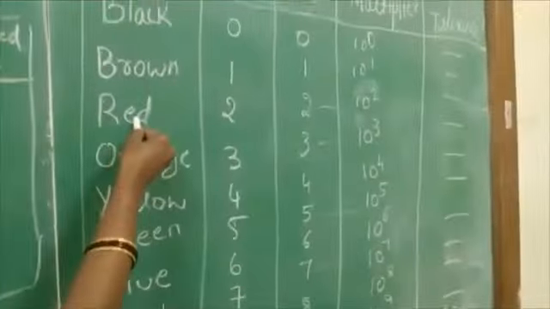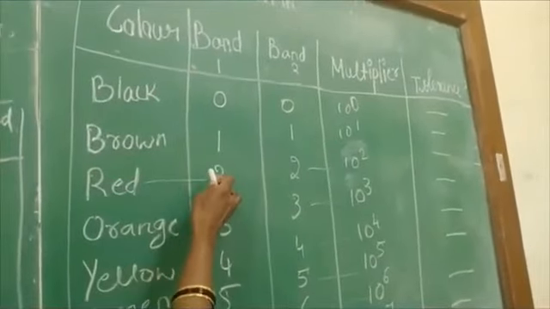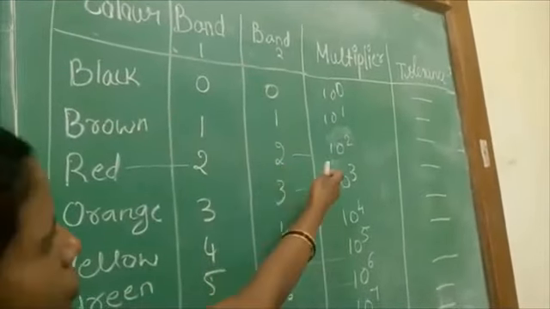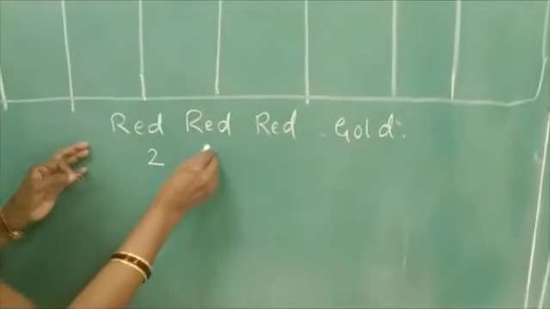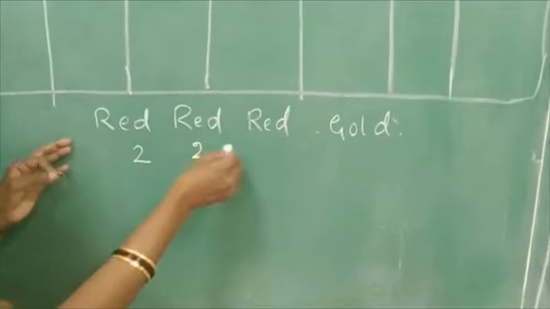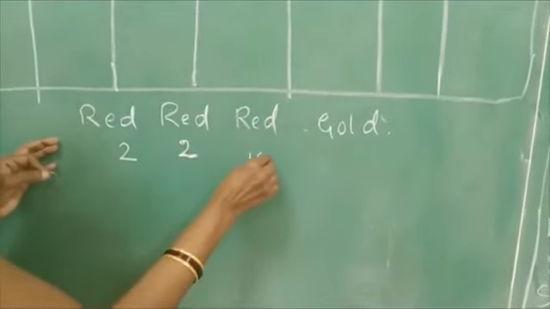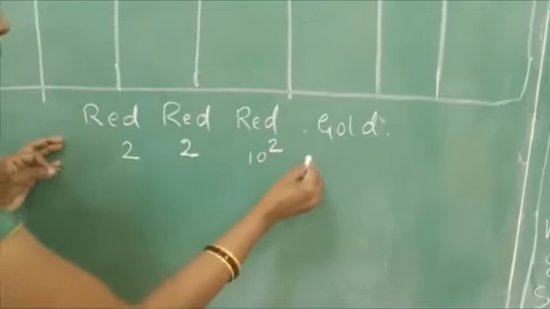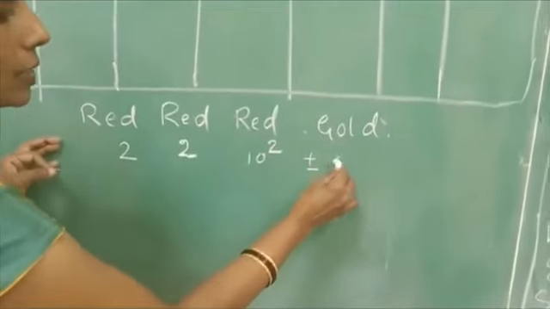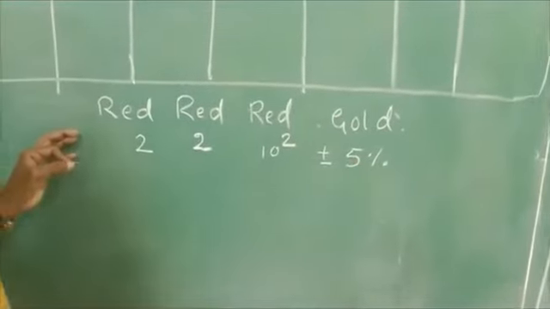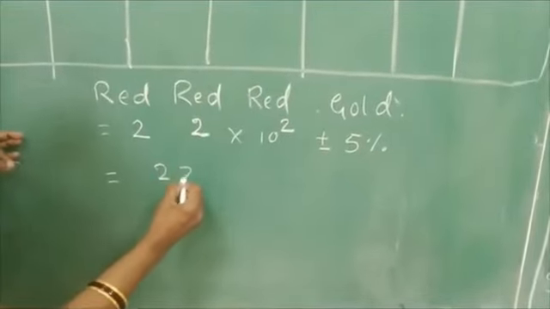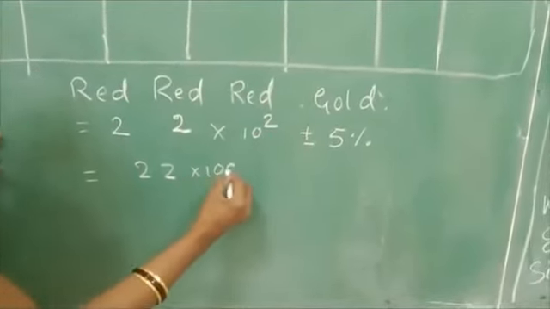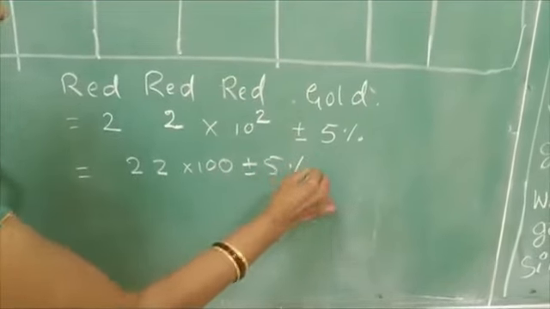See students, here the value of red color is 2 for the first band, for the second band it is 2, and for the third band it is the multiplier band, 10 to the power of 2. So let us write now. Red is 2, again red, second band color is 2, third band will always be the multiplier, 10 to the power 2, and this is the tolerance band. Gold tolerance value is 5%. So from this we can multiply this value. 2 into 10 to the power 2 is 100 plus or minus 5%.